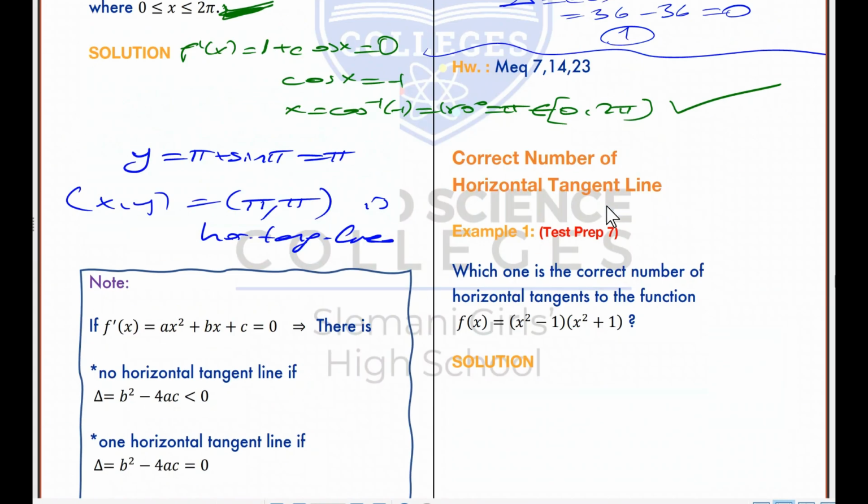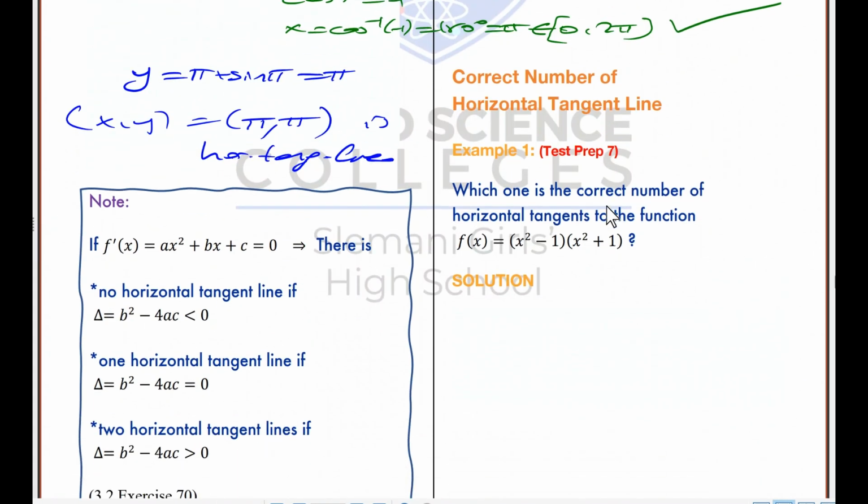Okay, now one more thing about horizontal tangent lines. Some questions will ask us about the number of horizontal tangent lines. The questions will not ask us to find the horizontal tangent lines. It will only ask the number of horizontal tangent lines. So, first one, test prep 7. Which one is the correct number of horizontal tangent lines? In either case, whether it asks about the horizontal tangent lines or their number, we should find the derivative, equalize it to 0. Let's simplify this function before taking the derivative because applying the power rule is annoying.